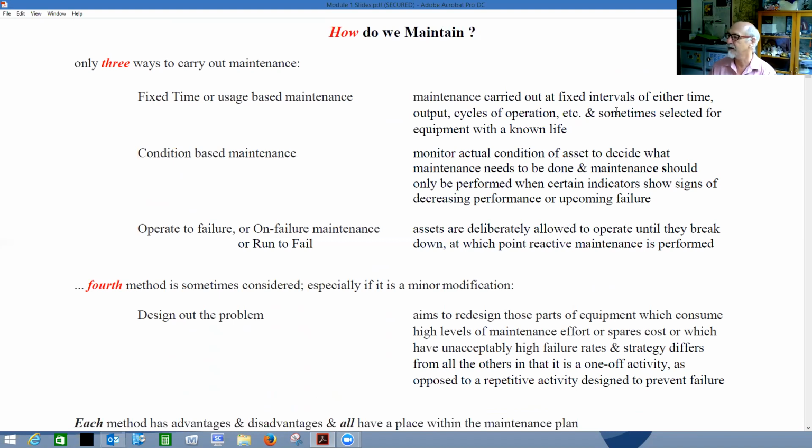So it aims to redesign those parts of equipment which consume high levels of maintenance effort or spares cost, or which have unacceptably high failure rates, and the strategy differs from all the others in that it's a one-off activity as opposed to a repetitive activity designed to prevent failure. So in other words, you either do it right at the start of a greenfield, or the idea is that this is a major overhaul, so we're going to redesign that bit of our particular production line, plant, whatever the case may be. But it's a kind of one-off. It's not this reoccurring maintenance that we're seeing with fixed time, condition-based, or run to fail.